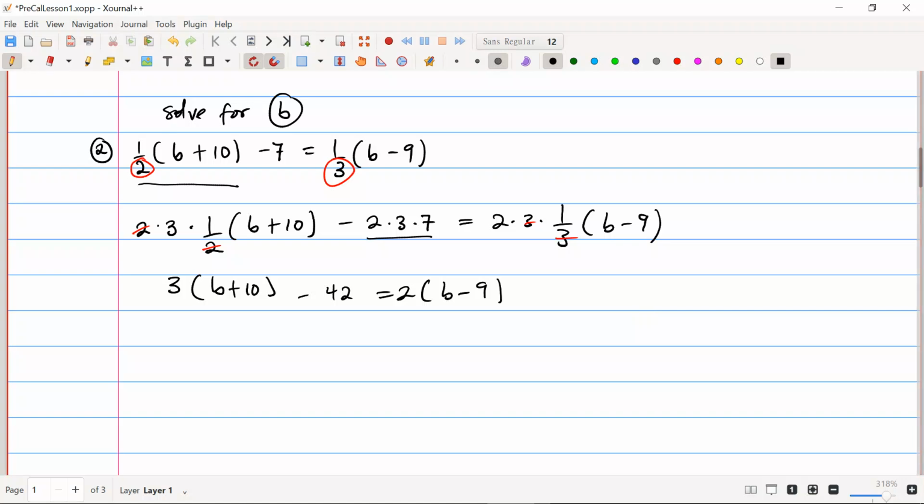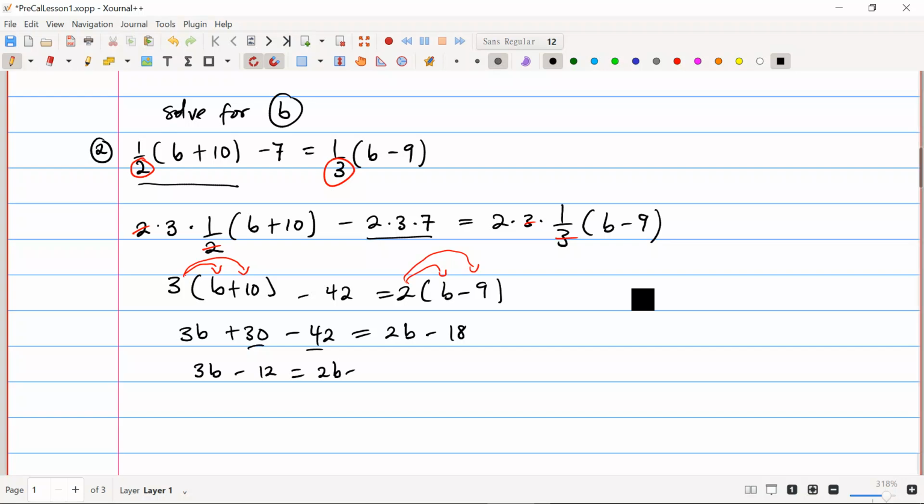Then we apply what we used in the first problem, expanding. The same thing. This term will go to the first and multiply the second as well, right? You should always take note of this. So we have 3b plus 30 minus 42 equals 2b minus 18. Then I have to first add these two. So 30 minus 42 is minus 12, so 3b minus 12 equals 2b minus 18.